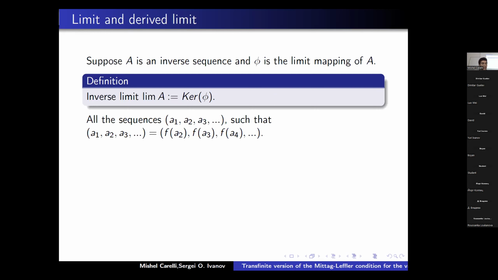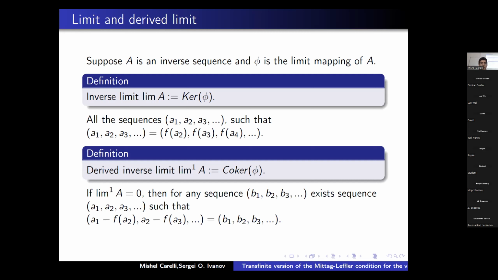Okay, now the definition of limit and derived limit. Suppose A is an inverse sequence and phi is its limit mapping. Then the limit can be defined as the kernel of phi. That's why it's called the limit mapping. Basically, it's all the sequences such that a_1 is the image of a_2, a_2 is the image of a_3, and so on.